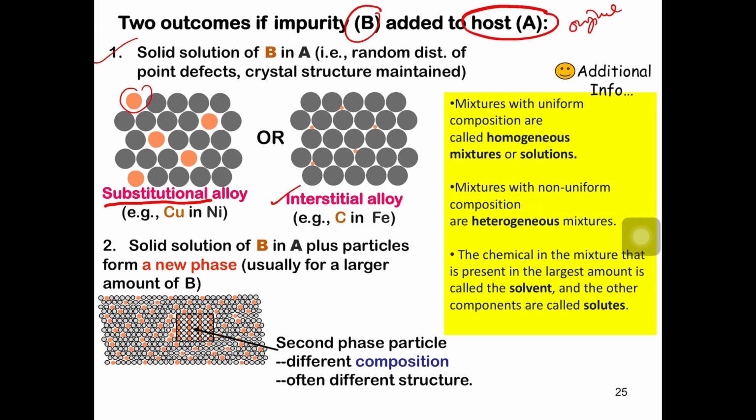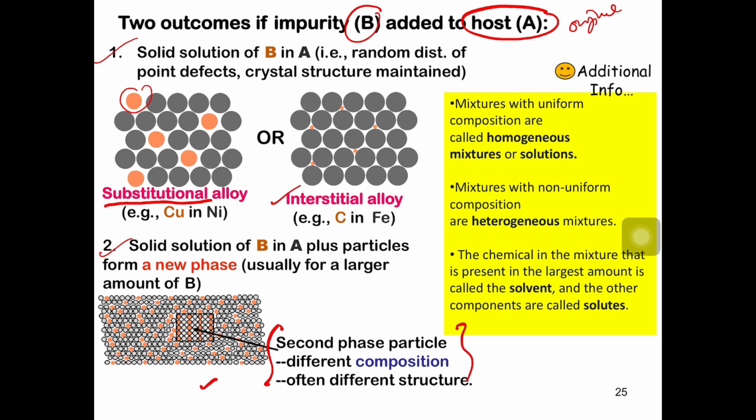The second outcome is a solid solution of B in A plus particles that form a new phase. Actually, for a larger amount of B, we will form second phase particles, with a different composition and often a different structure. It depends on the process.